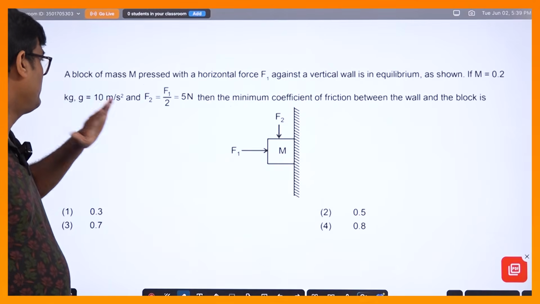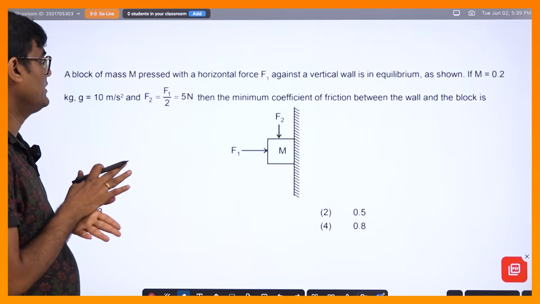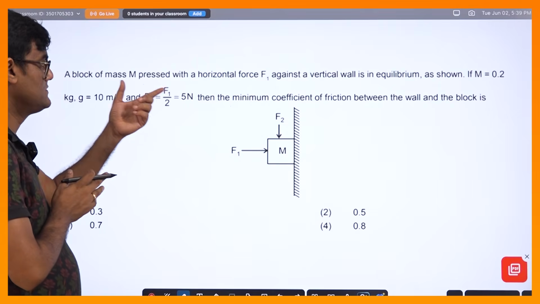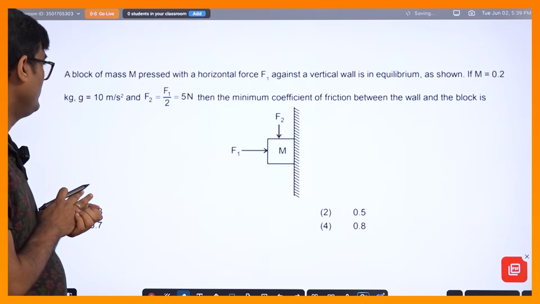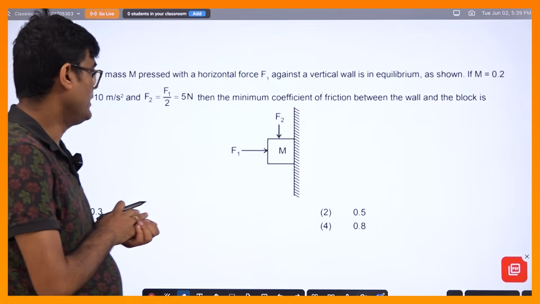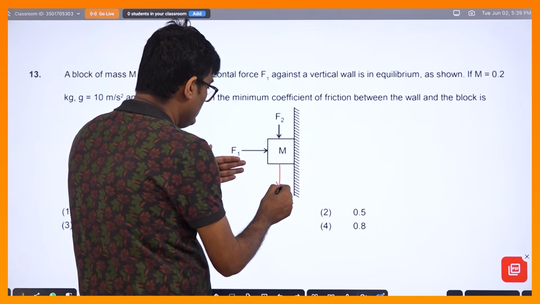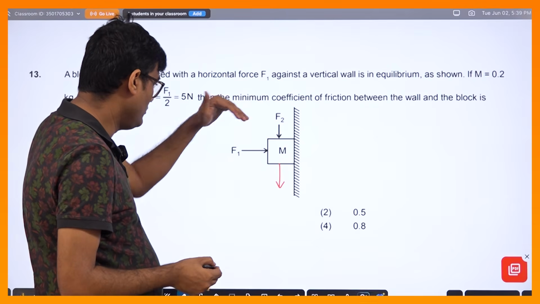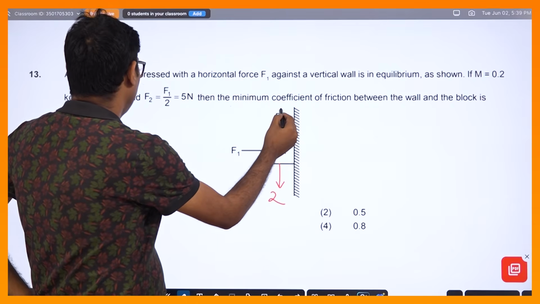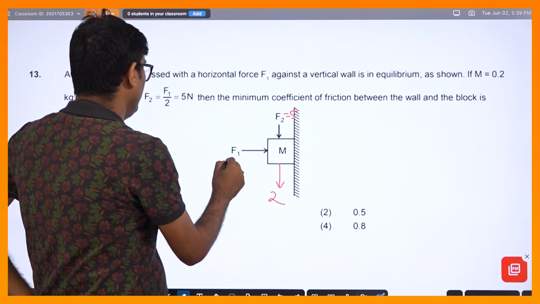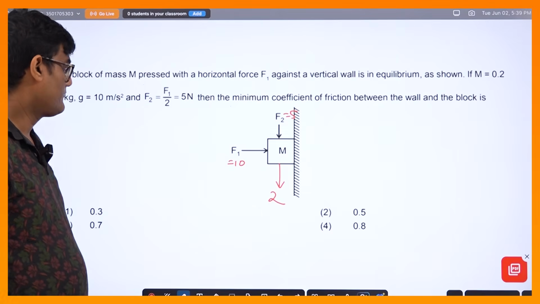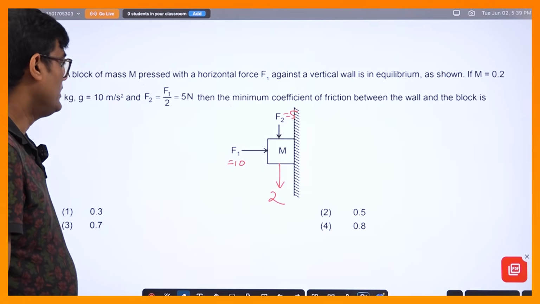A block of mass m is pressed by a horizontal force F1 against a vertical wall in equilibrium. If m equals 0.2 kg, meaning mg is equal to 2 Newton, and F2 is equal to 5 Newton, then what is the minimum coefficient of friction between the wall and the block? Okay, so this block is trying to go down because of its weight, which is 2 Newton, and F2 is equal to 5 Newton and F1 equals 10 Newton, right? So the net downward force is 7 Newton, right? What is the minimum friction?